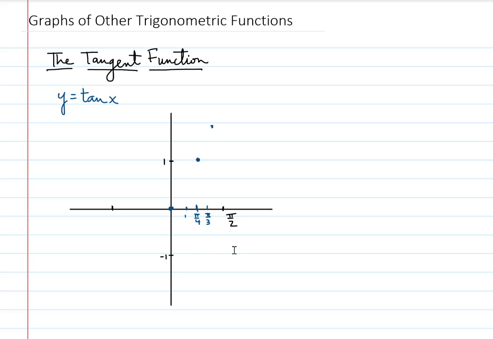And then pi sixths, you can do in a similar way. Tangent of pi sixths would be the square root of 3 over 3. So that's less than 1, definitely. So I'm just going to put it somewhere in there.